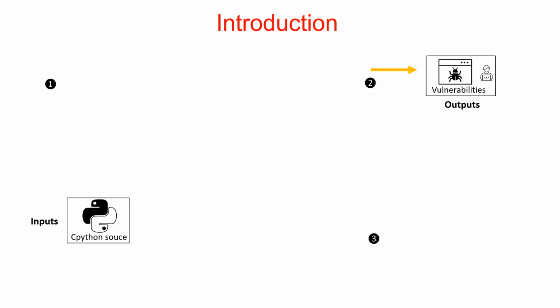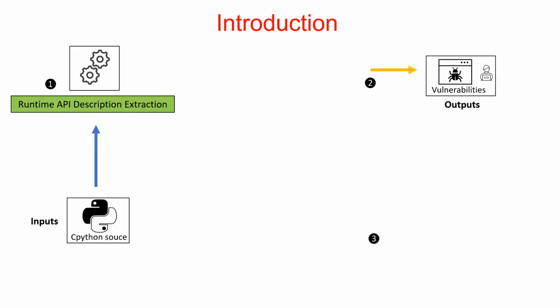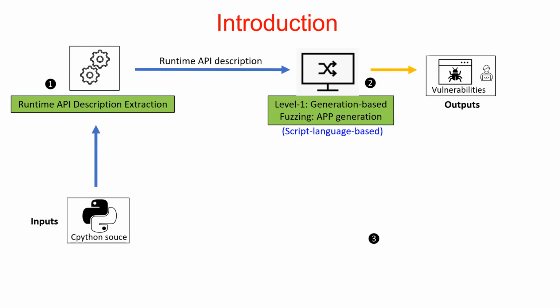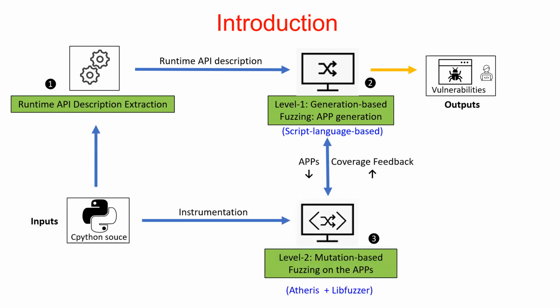Overall, there are three primary components in PyRTFuzz. So with the Python source as input, it firstly performs runtime API description extraction. Then with this information as input, at level 1, PyRTFuzz performs generation-based fuzzing on top of a script language-based approach to generate diverse Python applications. Then at level 2, PyRTFuzz performs mutation-based fuzzing based on AFL++ and LibFuzzer. Here, PyRTFuzz uses a singleton coverage map and initializes individual fuzzing instances for each application to achieve overall fuzzing for the Python interpreter and runtime libraries.